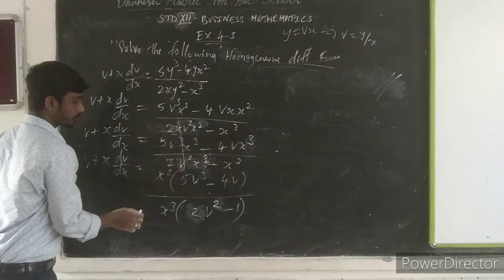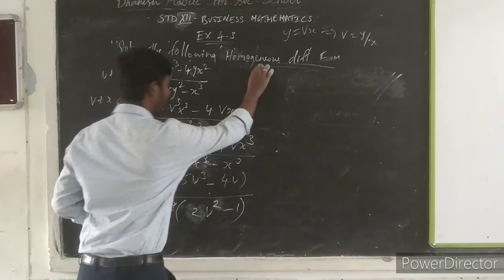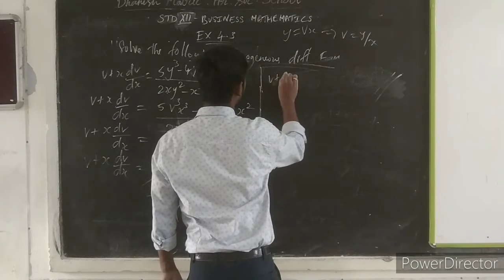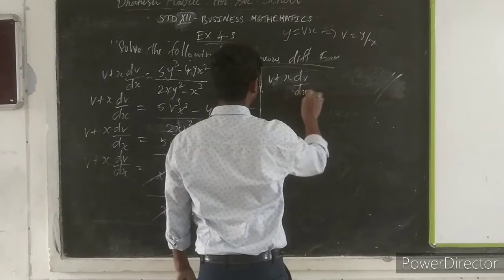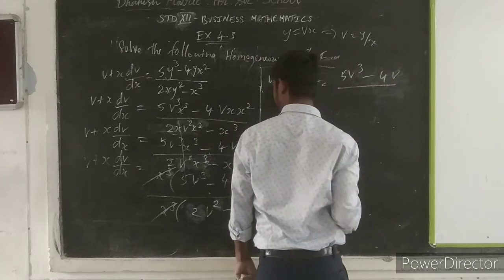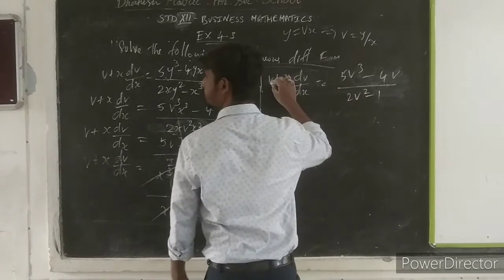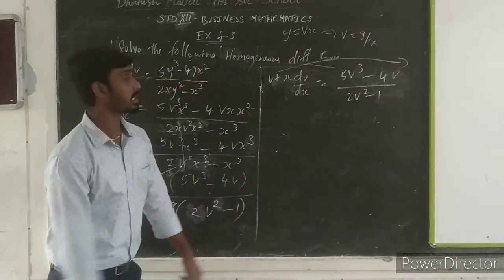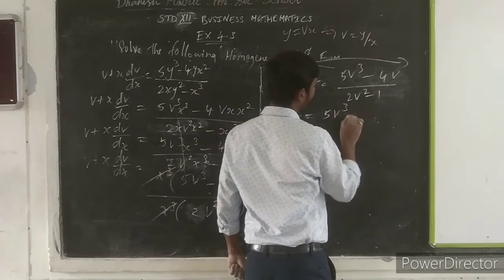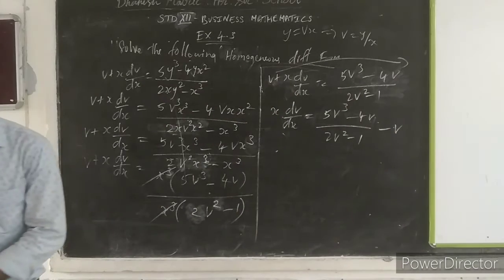Now cancelling x cube and x cube, what remaining values are we getting? v plus x dv divided by dx equal to (5v cube minus 4v) divided by (2v square minus 1). So this plus v goes to that side and changes into minus. What is remaining? x dv divided by dx equal to (5v cube minus 4v) divided by (2v square minus 1) minus v here.